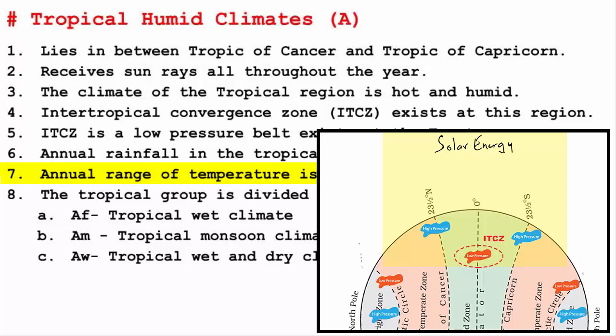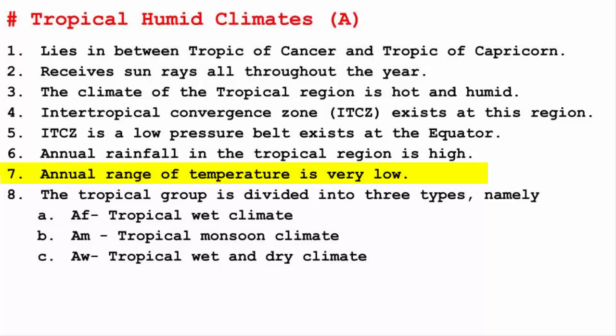If the low pressure belt keeps migrating all throughout the year, then there will be a difference in the heating pattern. If a region receives both hot and warm temperature from time to time, compared to a place which has extremely hot or cold temperature, then automatically the annual range of temperature will be low. In the next video, we'll look at the subdivisions of tropical humid climate.